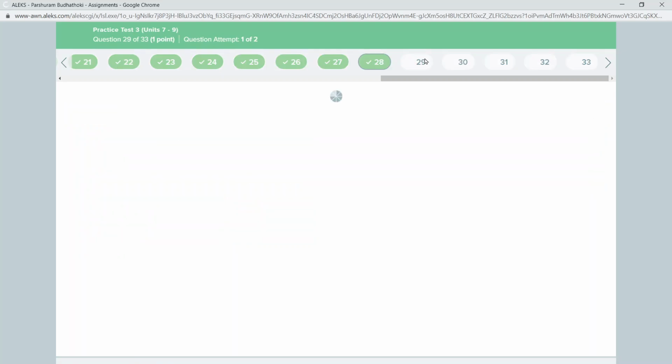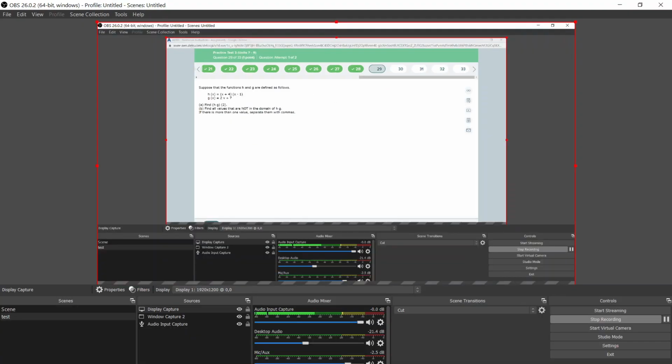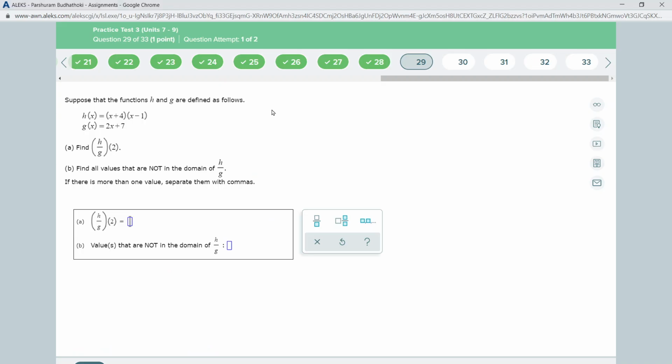Okay, let's go to the next problem. 29. I already spent 1 hour and 30 minutes already, so let's keep working. We are trying to divide h by z, but we want to replace x by 2. So you can just replace x by 2 and calculate first and divide. You can do that. 2 plus 4 is 6. 2 minus 1 is 1. So 6 times 1 is 6 on the top. 2 times 2 is 4 plus 7 is 11. 6 over 11.